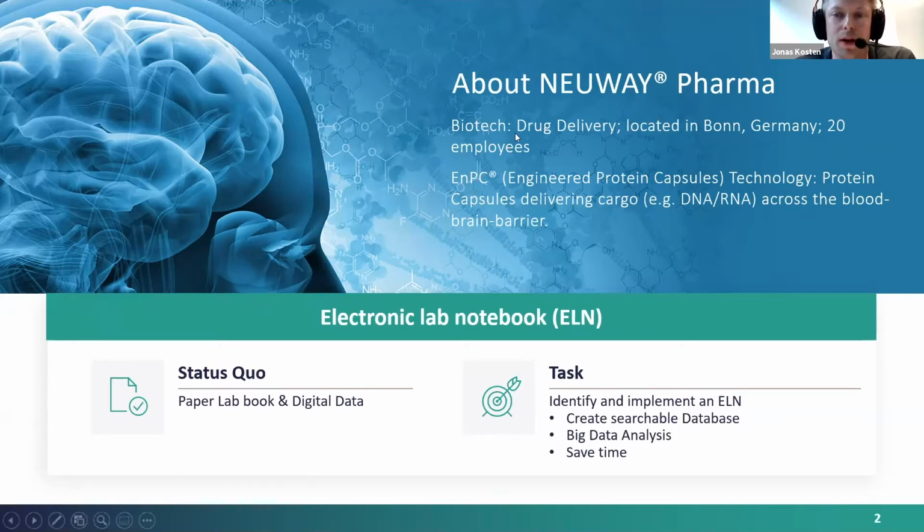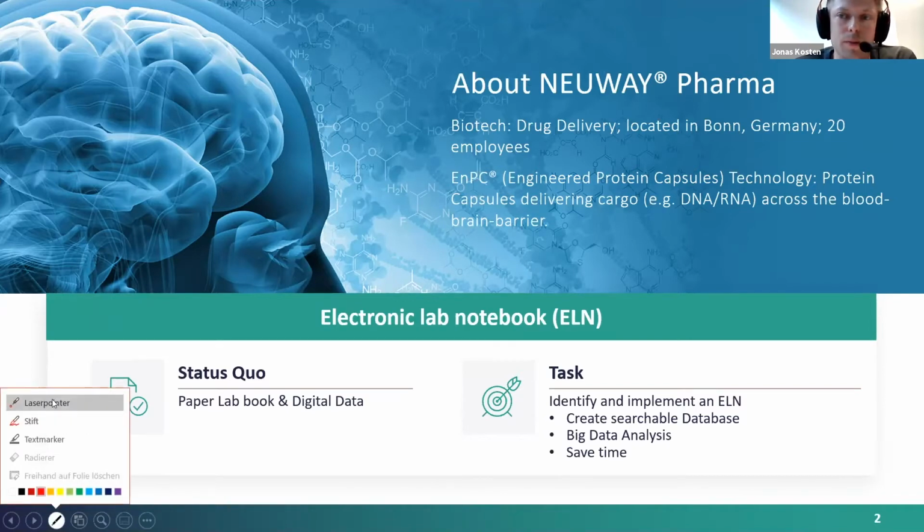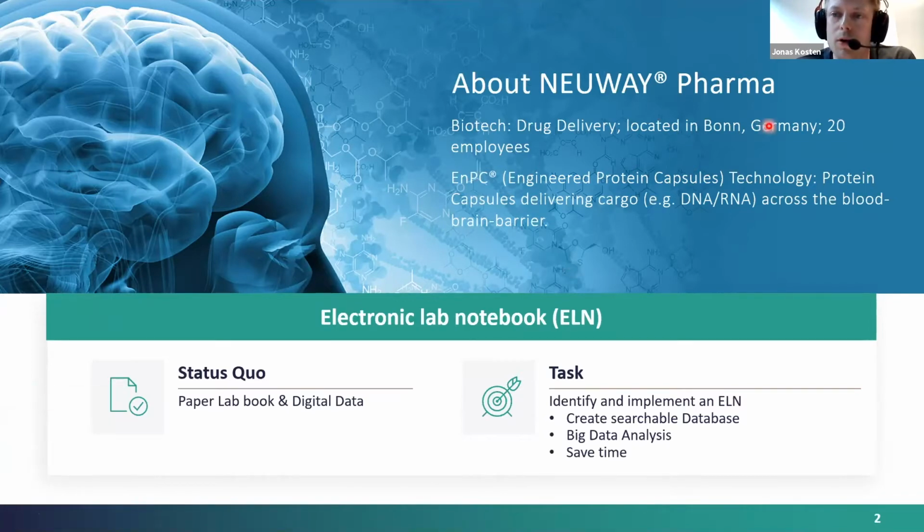We are a small biotech company focused on drug delivery. We're located in Bonn, Germany, and currently have around 20 employees. Our core technology is engineered protein capsules, or ENPCs, which can be used to package any kind of cargo, for instance DNA or RNA, and deliver this cargo across the blood-brain barrier. We do nearly all of the production, analytics and R&D in-house.